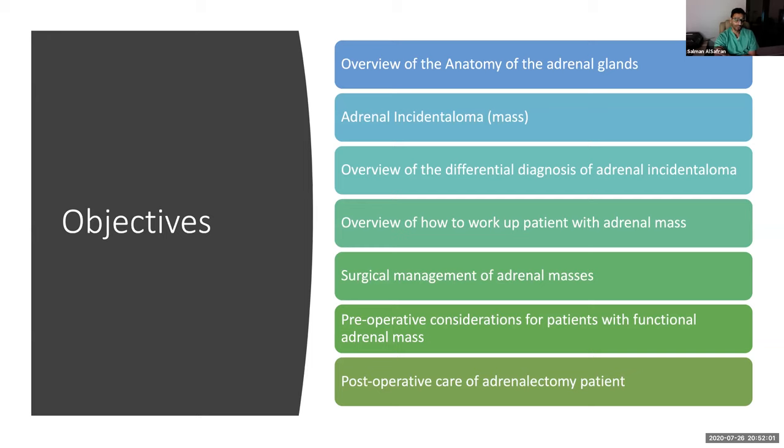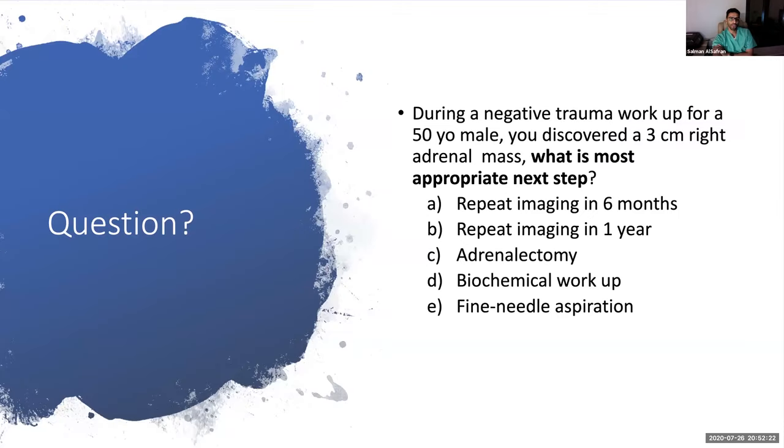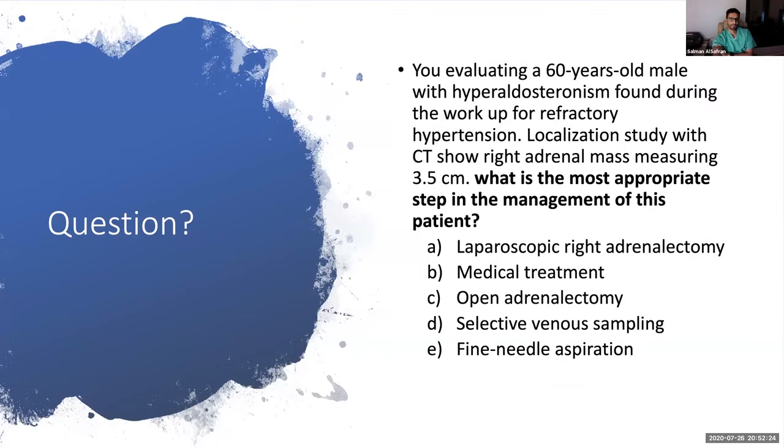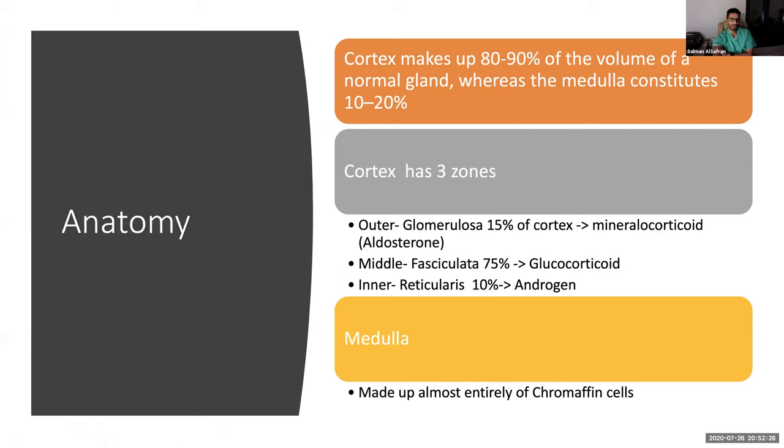So the objectives of this lecture: overview of the anatomy of the adrenal gland, what is adrenal incidentaloma, differential diagnosis for adrenal incidentaloma, overview of how to work up a patient with an adrenal mass, surgical management of adrenal mass, preoperative consideration for patients with functional adrenal mass, and postoperative care for patients undergoing adrenalectomy. All right, so we already went through those questions. Okay, we'll move on to the anatomy.